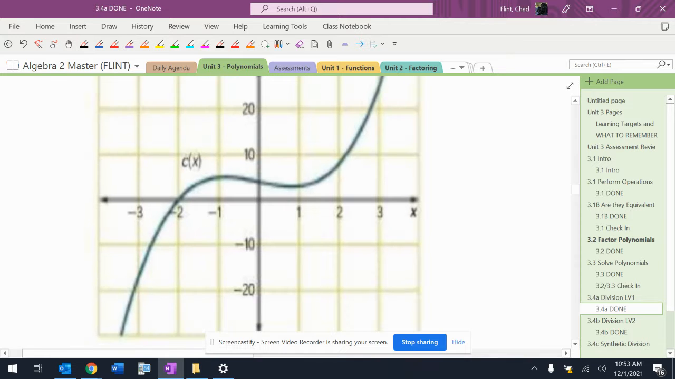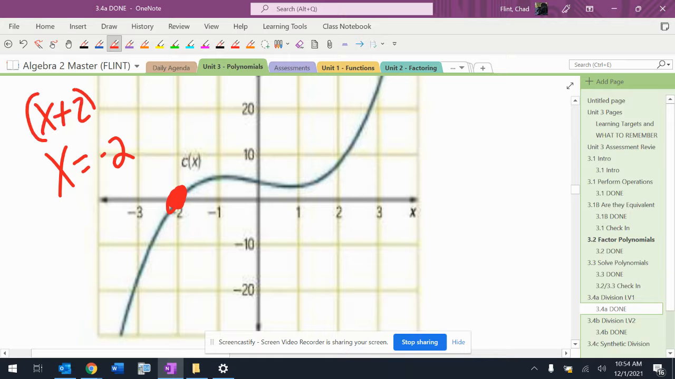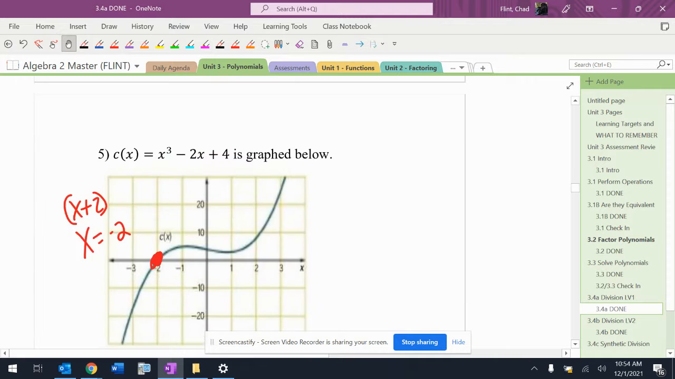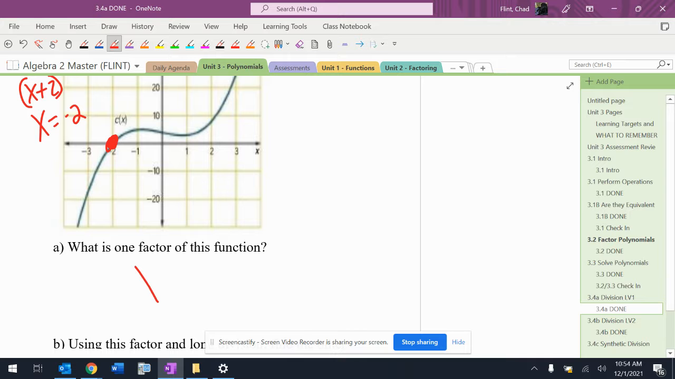So remember, factors, roots, solutions, and zeros are all the same thing. So that crosses right there at x equals -2. And then what I did wrong both times is this comes from the factor x plus 2. All right, so we have to be able to do this. We've talked about it on and off throughout this unit and last unit. So x plus 2 is one of the factors because it crosses at the axis.